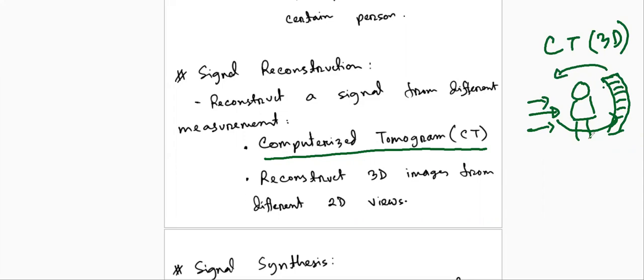So you are taking a lot of 2D images, and then there is an algorithm called backpropagation. By using the backpropagation, you can show the images with a 3D mapping, and that is called the CT, computerized or computer tomography. Tomography means imaging of a volume. So you can image the volume.